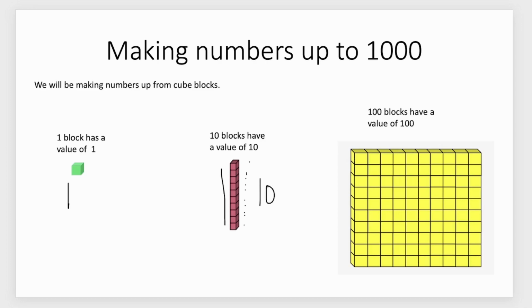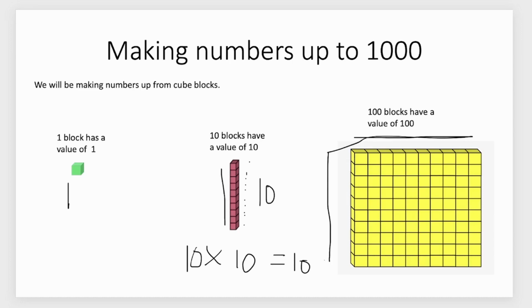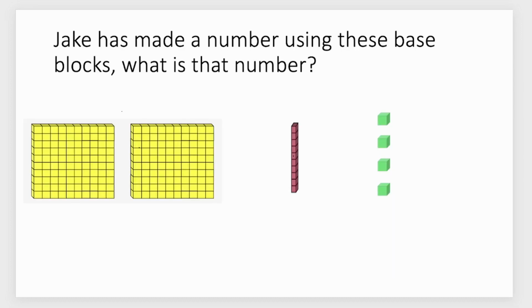And moving on to the big yellow block here, we can see that there's 10 rows of 10 columns of blocks. So we can do 10 times 10, or 10 lots of 10, which does give us the answer of 100. So these big blocks are going to have a value of 100. So keeping that in mind, we have our first question here.